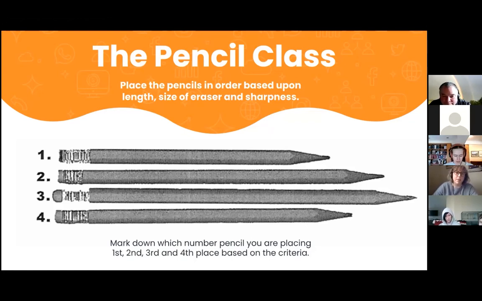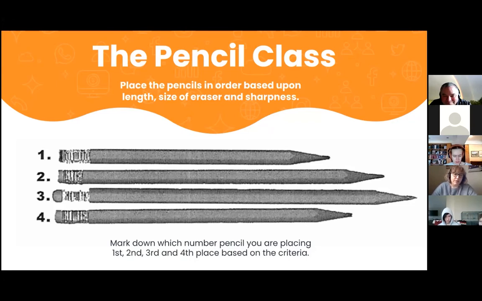So the pencil class. We have 4 items here in our class, 4 different pencils. And we're being asked to place the pencils in order, first, second, third, fourth, based upon length, size of eraser, and sharpness. And so these will be the 3 pieces of criteria that you will pick out of the scenario and the study guide.